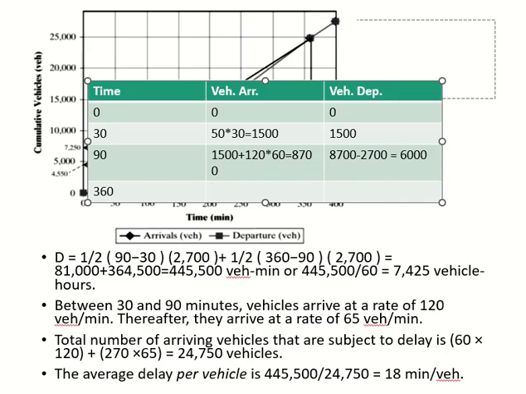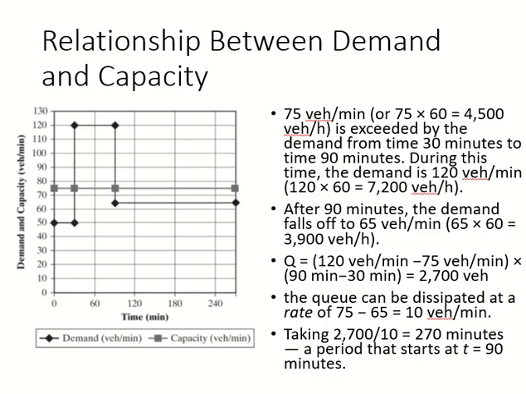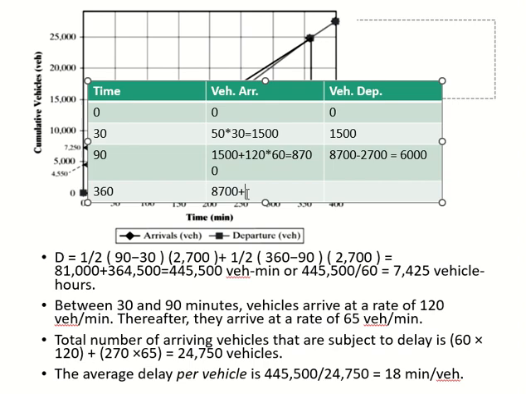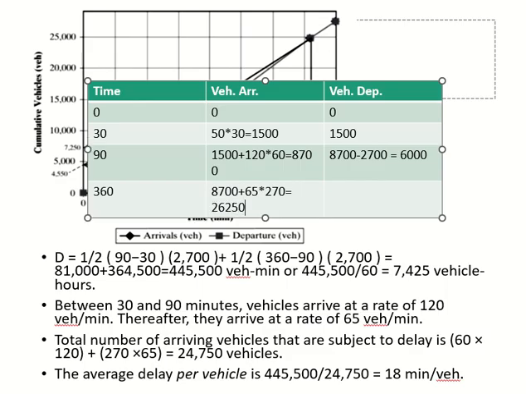Now I will add this 8,700. What was the rate at which they were coming? 65 per minute, right? So 65 into 270. I got how much? 250. And how much will be the number here, without calculation? All of them left, right? The queue is cleared. So that means what? Same number, right?